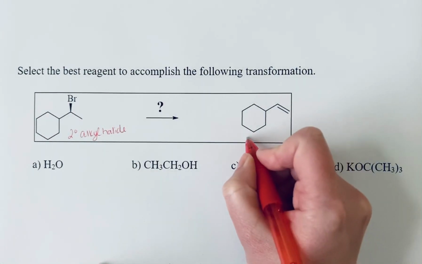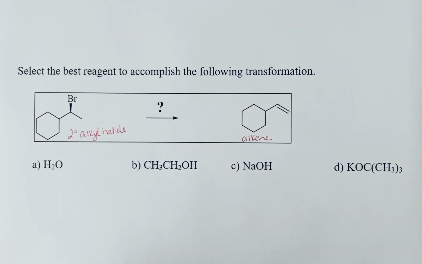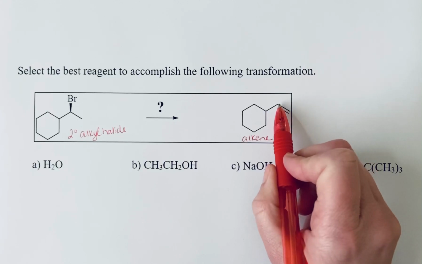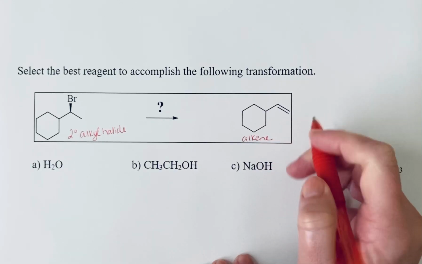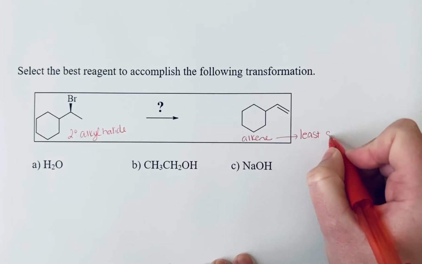And the product is an alkene. And specifically, we want to note where this alkene has formed. We see that it is at the end of the chain. So specifically, we have formed the least substituted alkene.